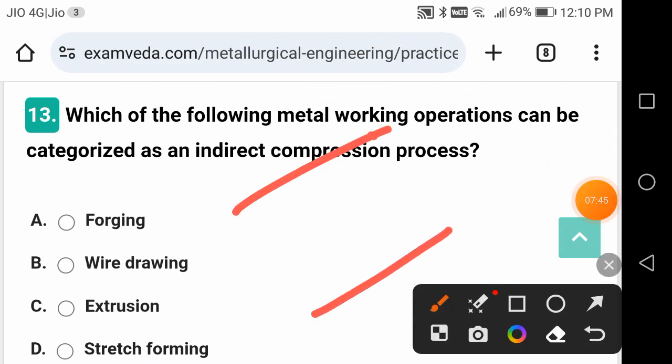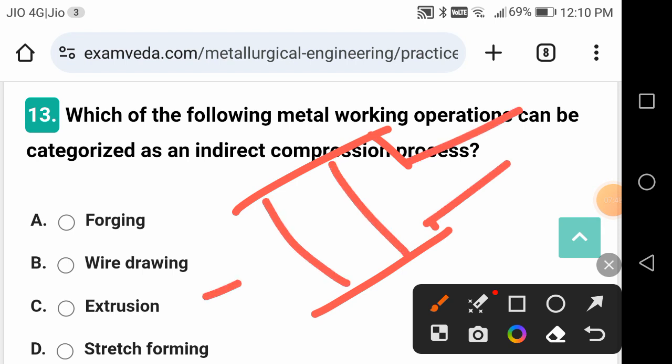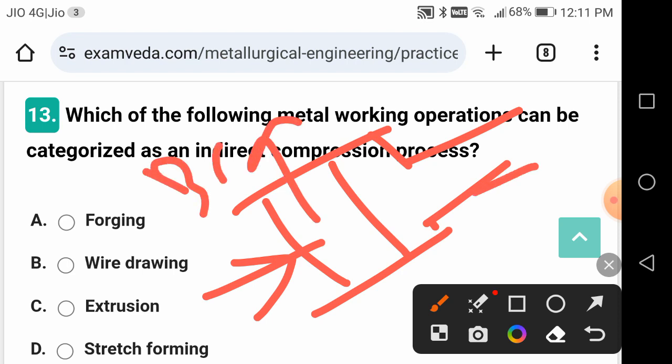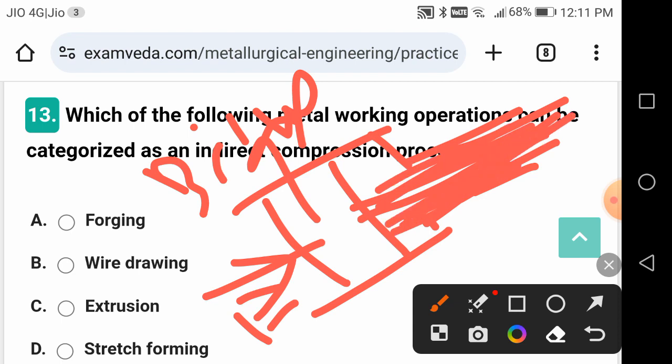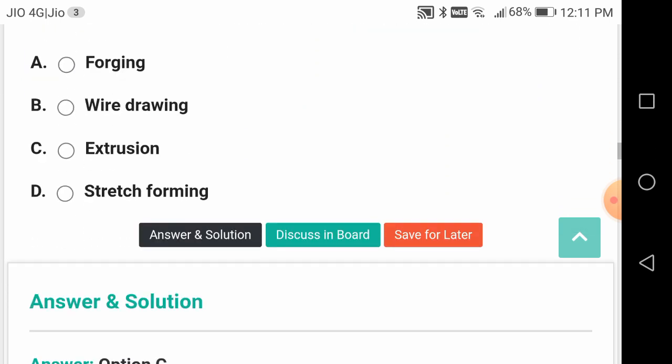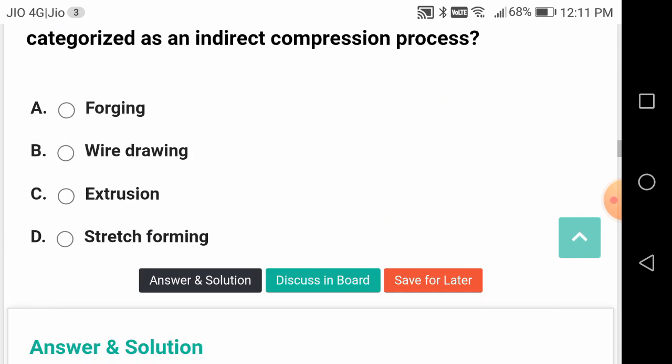You are going to apply the force. So this will be your extruded part. This will be the hot billet. This is your die, okay. So this is the force you are applying. So it will be coming out of this in the hot condition, semi-plastic condition or semi-flowing condition. It will come out. This is called extrusion. So it is nothing but indirect compression process.